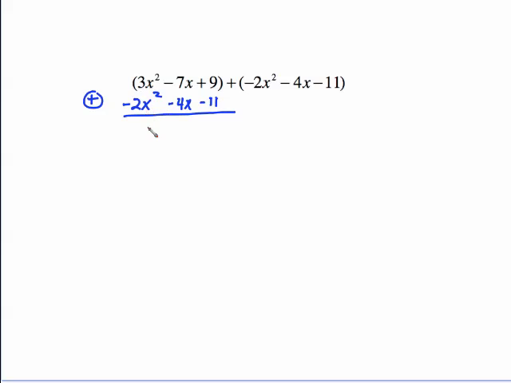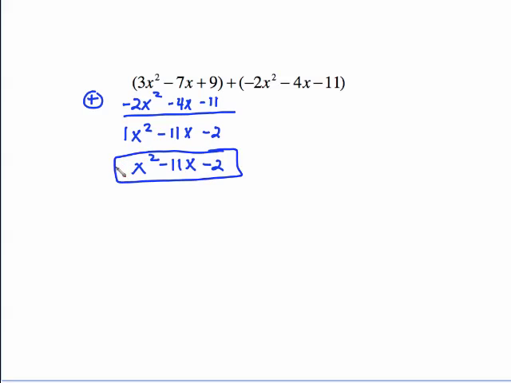3x squared minus 2x squared is 1x squared. Negative 7x minus 4x is negative 11x. And 9 minus 11 is negative 2. Of course, this 1 right here is not necessary. It should just be x squared minus 11x minus 2. So both of those were addition problems. You can string them out horizontally like I did on the first example, or you can line them up vertically, or if you're good, you can just do it in your head.